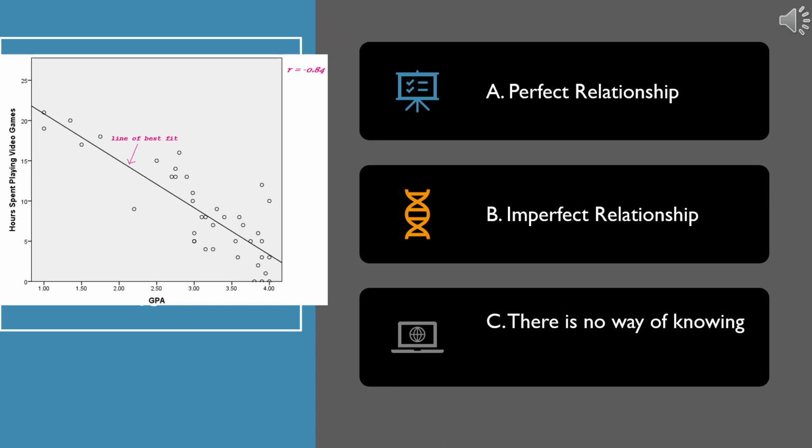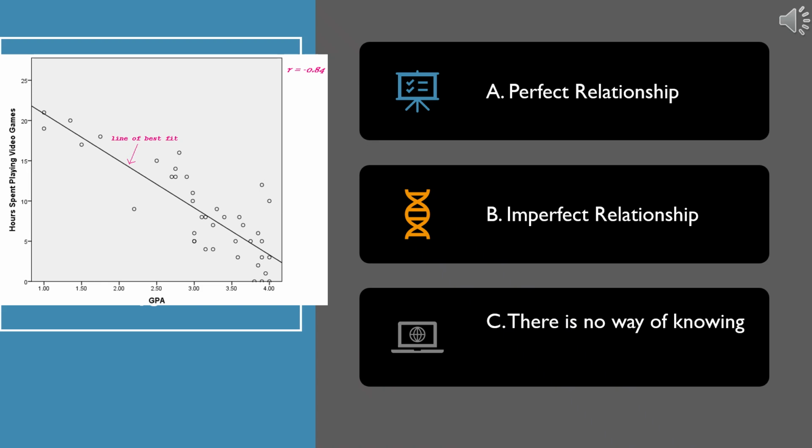For this, it's going to be an imperfect relationship. You can see in the top right-hand corner of that graph that the correlation is negative 0.84. That's a very strong negative correlation, meaning as hours spent playing video games tends to increase, GPA tends to decrease, right? But it's not a perfect relationship.